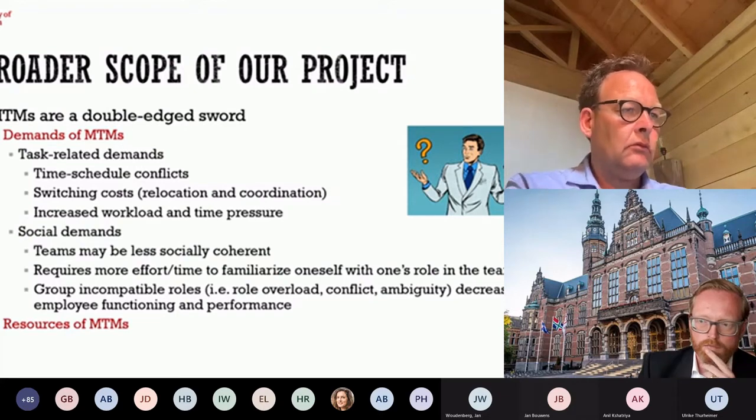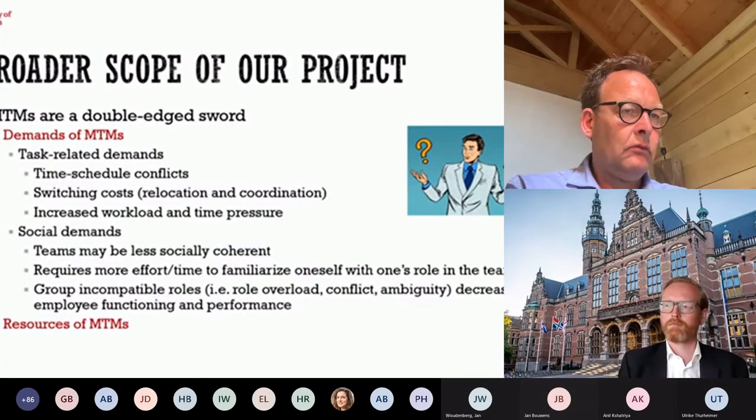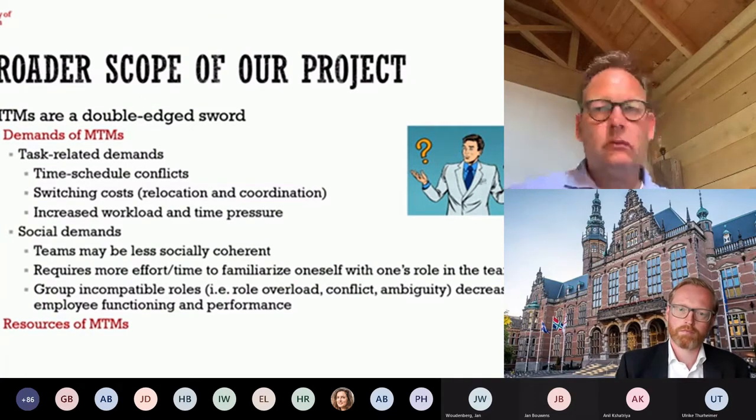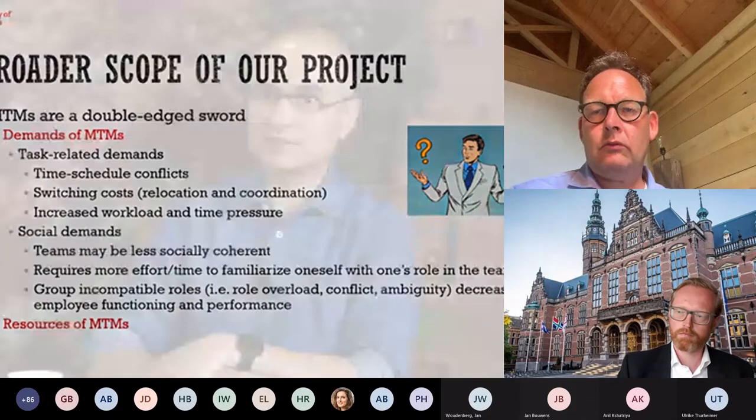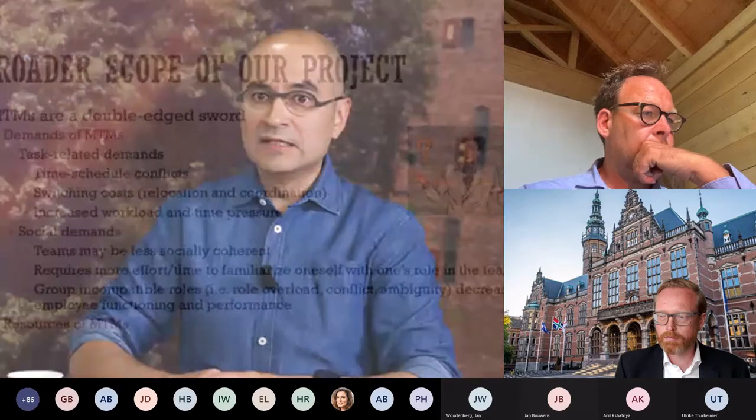An example of a task-related demand is that you as a team member have to switch between engagement A and engagement B, which requires switching costs. You can imagine that while doing your job on one team, you have been involved in other types of audit tasks while serving on the other audit team. This could be an example of task-related demands. And obviously, when you serve on too many of these teams at the same time, you frequently face too high a workload and a lot of time pressure.